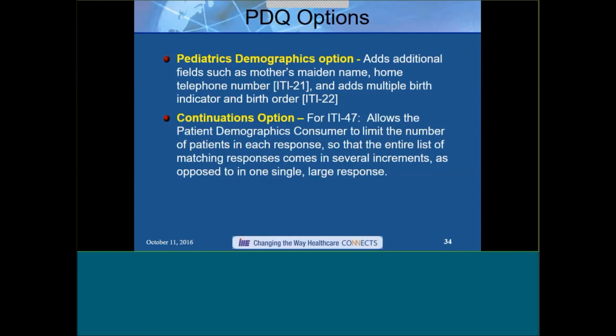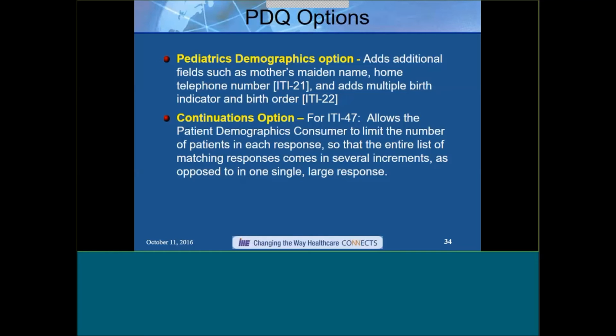There's a couple of options here. Again, there's a pediatrics option, which just adds some extra fields to support pediatric patients. I don't know enough about Brazil to know if that's applicable to you or not, so that might be worth looking at. The continuation option, since you're using the version 3 version, it's not really an option for V3. It's just part of the V3 messaging.